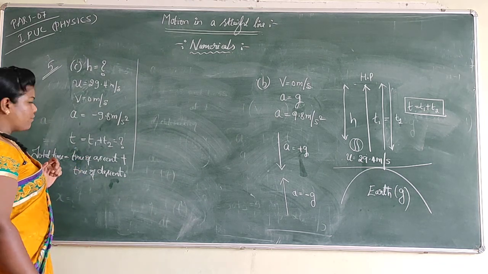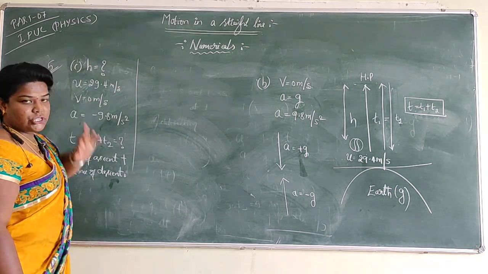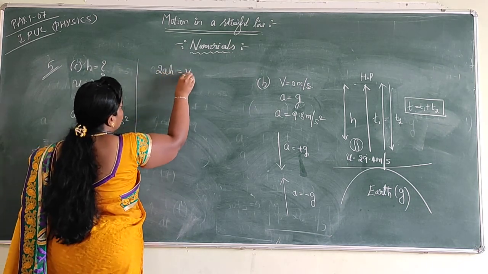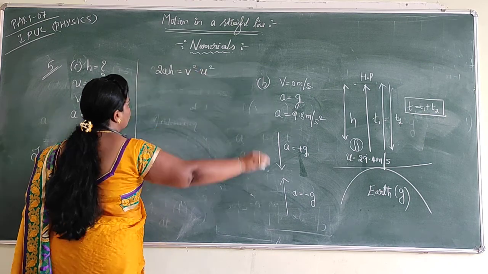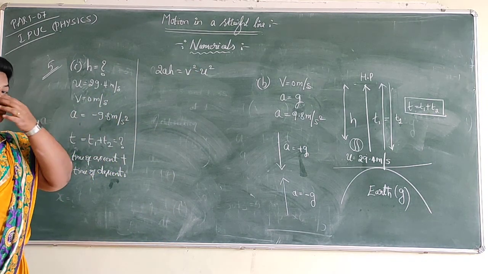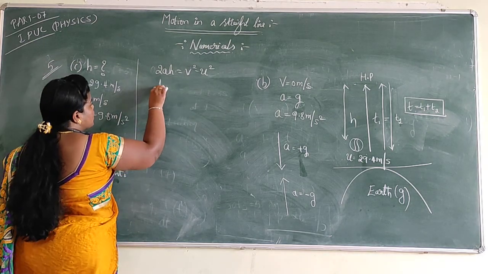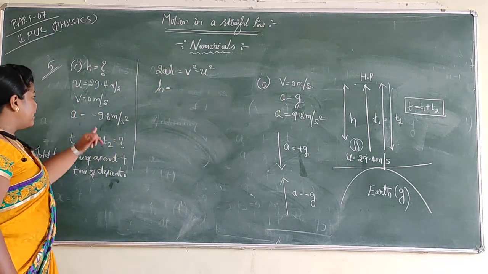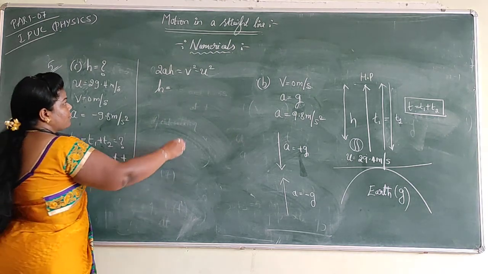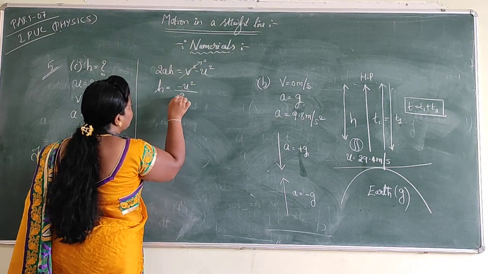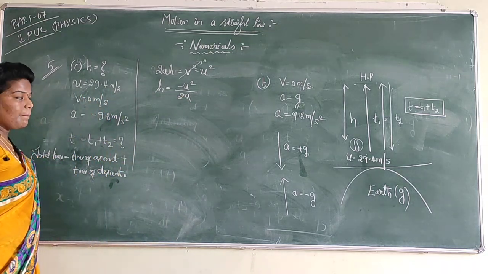Now let us move on to the calculation of h. The formula is 2ah is equal to v square minus u square, because these are free fall objects. Now I want to calculate h. Keep h as it is, and v is 0. So if v is 0, this becomes 0. Remaining is minus u square divided by 2 into a.